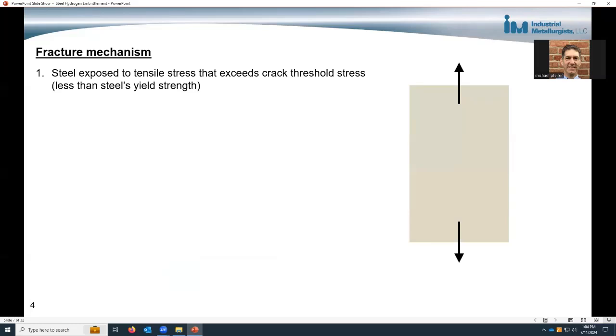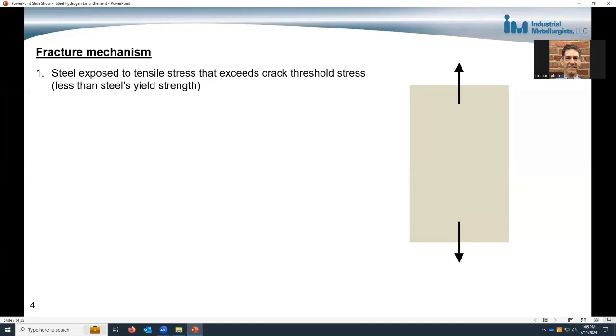So the fracture mechanism goes like this. We have a steel that's exposed to a tensile stress that exceeds the crack threshold stress. And I'll talk more about threshold stress in a little bit. But for any particular steel that has absorbed some hydrogen, or a particular amount of hydrogen, there will be a crack threshold stress. If the stress the metal is exposed to is above that threshold stress, then cracks will start to form in the metal due to hydrogen embrittlement.